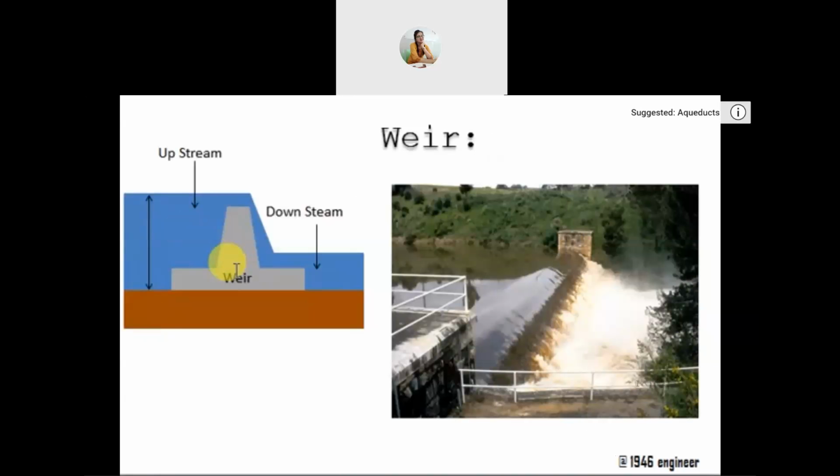Weir is also a water storage structure which stores water up to very few feet height. When water gets excess on the upstream side, it overflows the weir. These don't have a gate mechanism. Here you can observe the water is flowing from upstream side to downstream side. There is no gate mechanism. Let us recollect the differences.